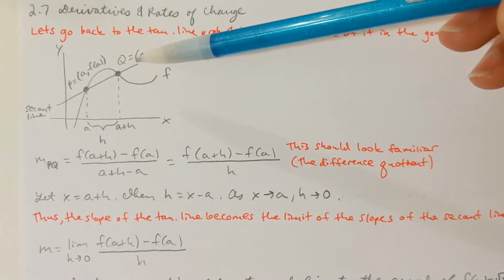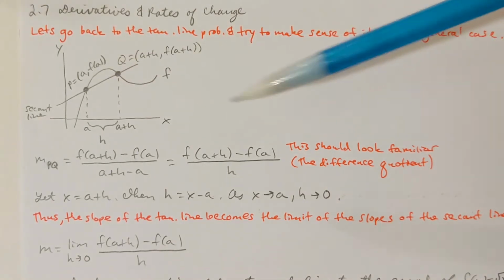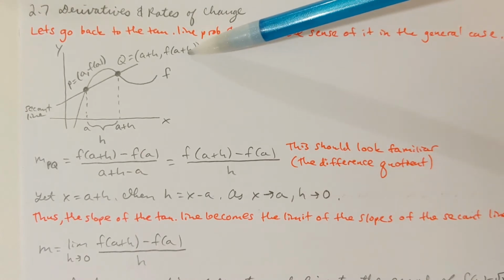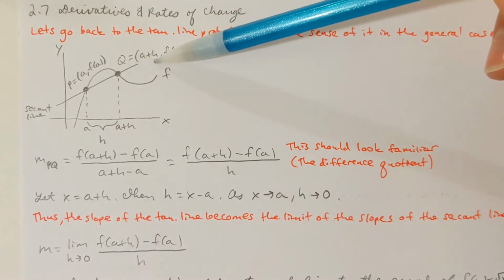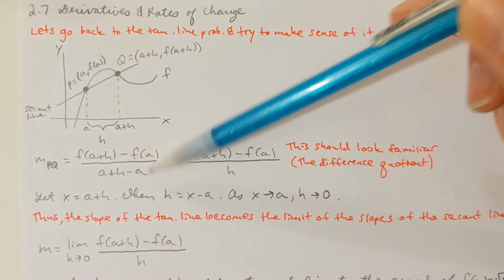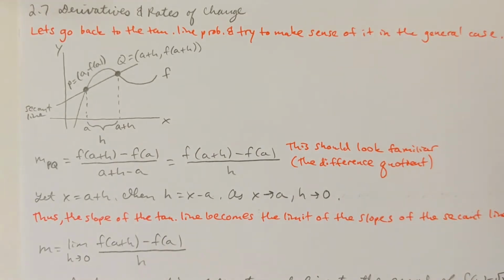Well, I've got 2 points now on this line, points P and Q. So let's calculate the slope. Change in y over change in x. It's going to be f of a plus h minus f of a for the difference in the y values, divided by a plus h minus a for the difference in the x values. a minus a is 0, right? And so that leaves me with f of a plus h minus f of a all over h.